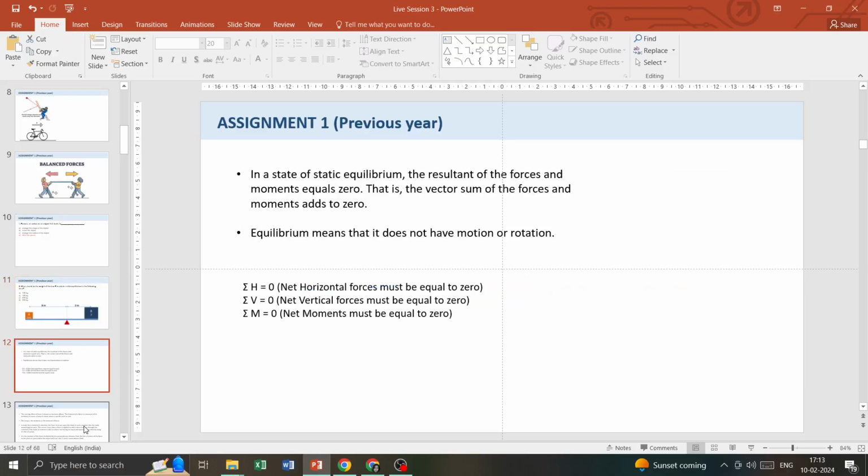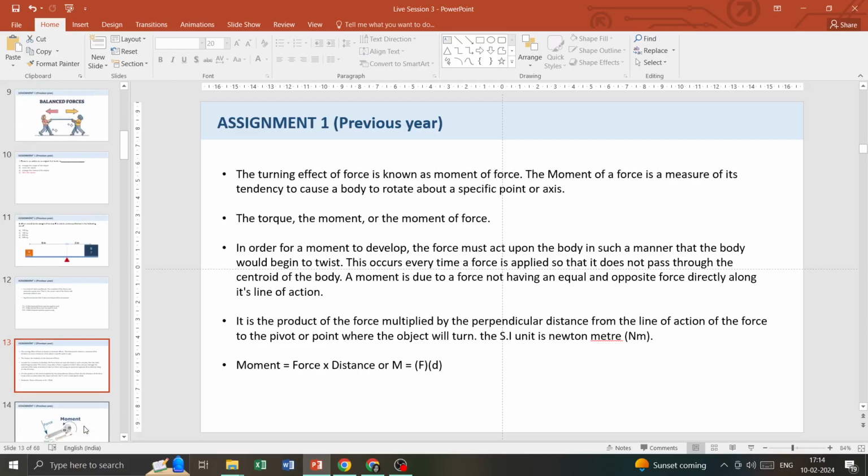To stay in that static equilibrium phase, the net horizontal forces have to be 0, the net vertical forces have to be 0, and the net moments have to be 0. So what is moment? The turning effect of a force is known as the moment of force. The moment of force is a measure of its tendency to cause a body to rotate about a specific point or axis. It is also called torque, or moment, or the moment of force.